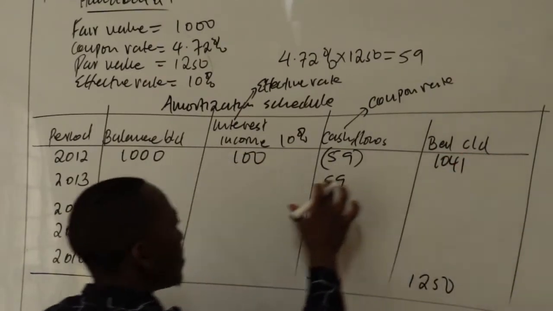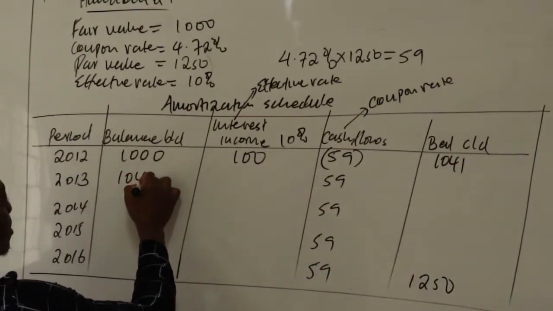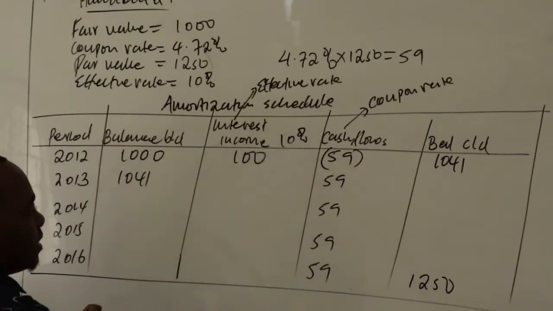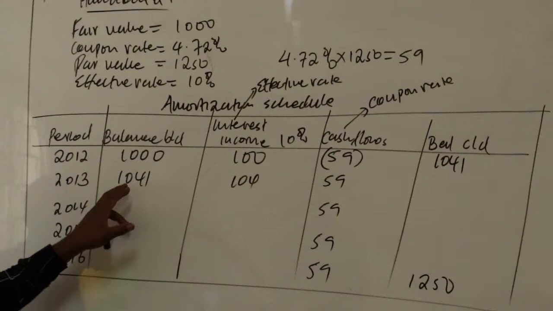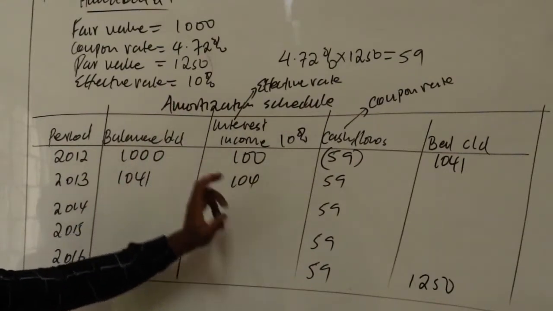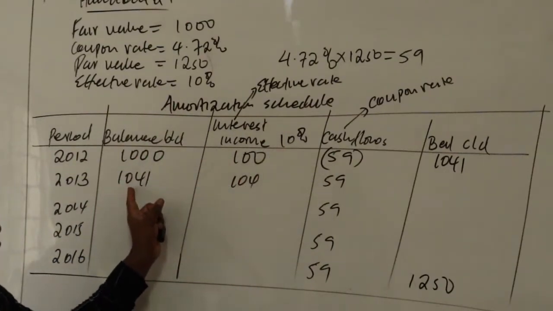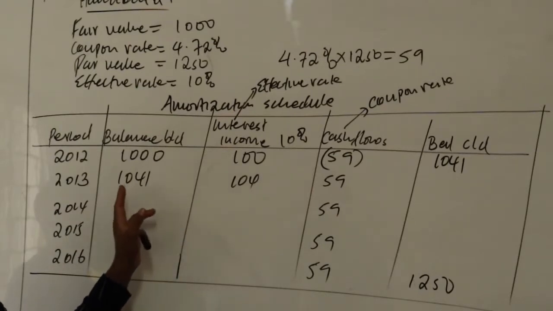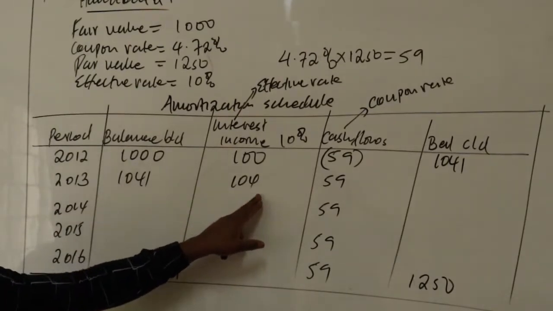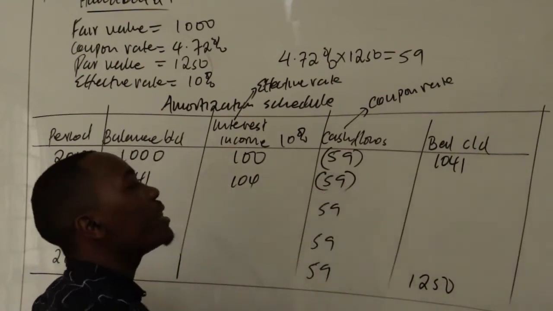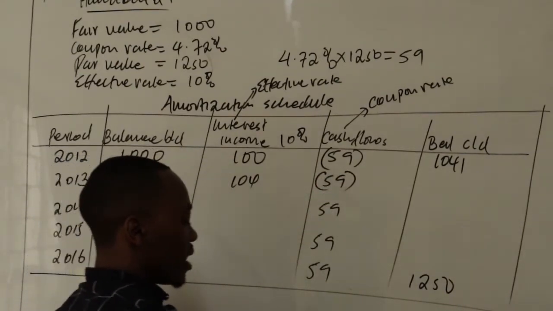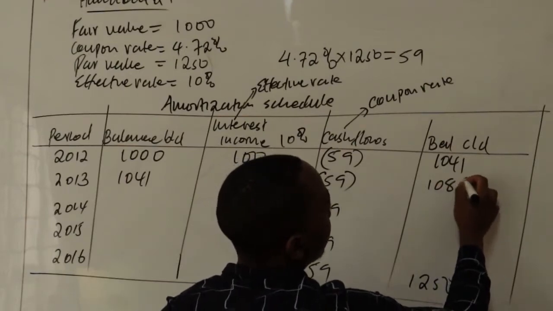Now the balance carried down becomes the balance brought down. 1041. Interest at 10%, that one is approximately 104. So you take 1041 plus 10% of 1041, which is approximately 104. It's 1041, you add 104, but you have already received 59. So how much will be the balance carried down? We have a balance of 1086.